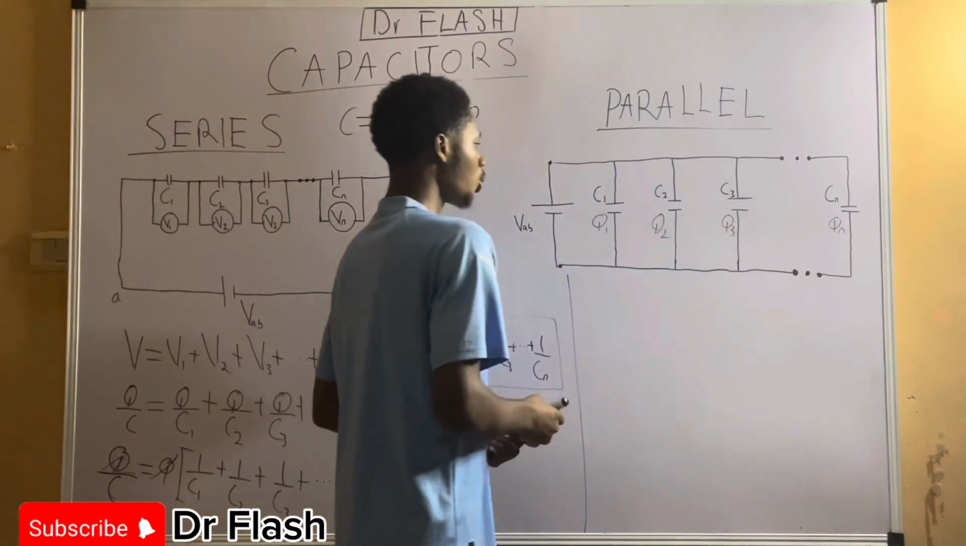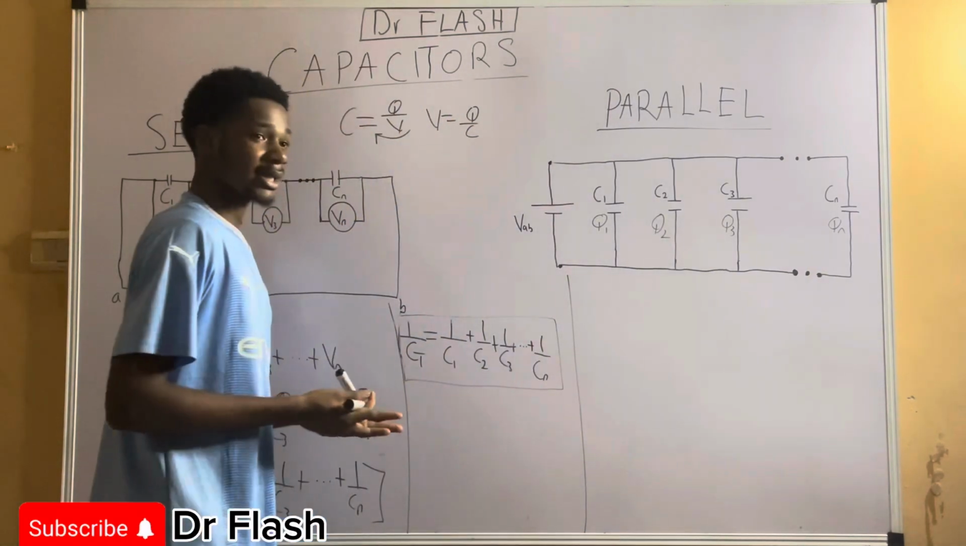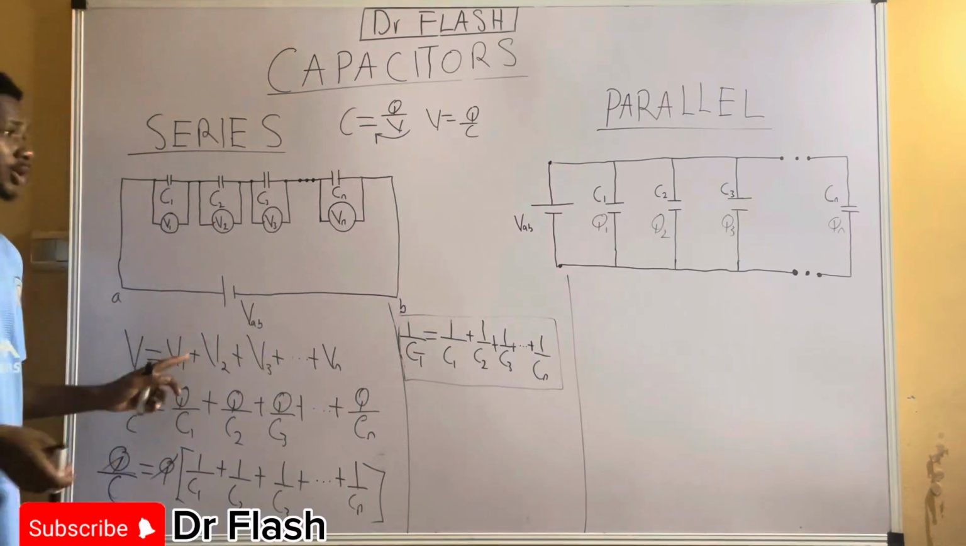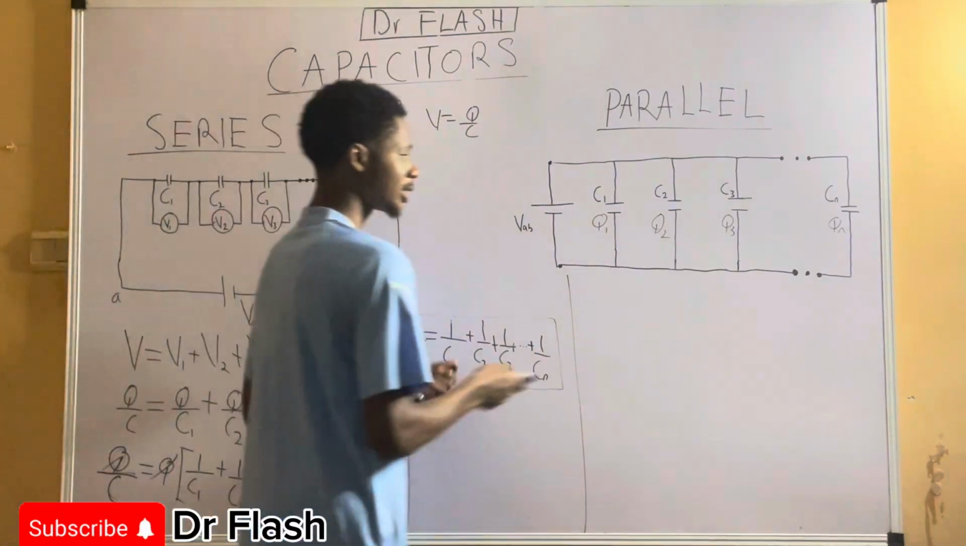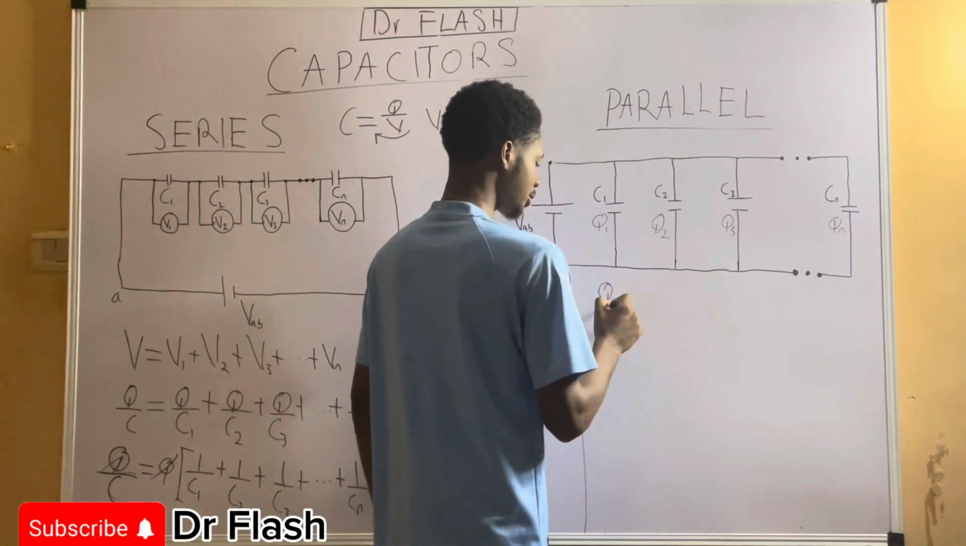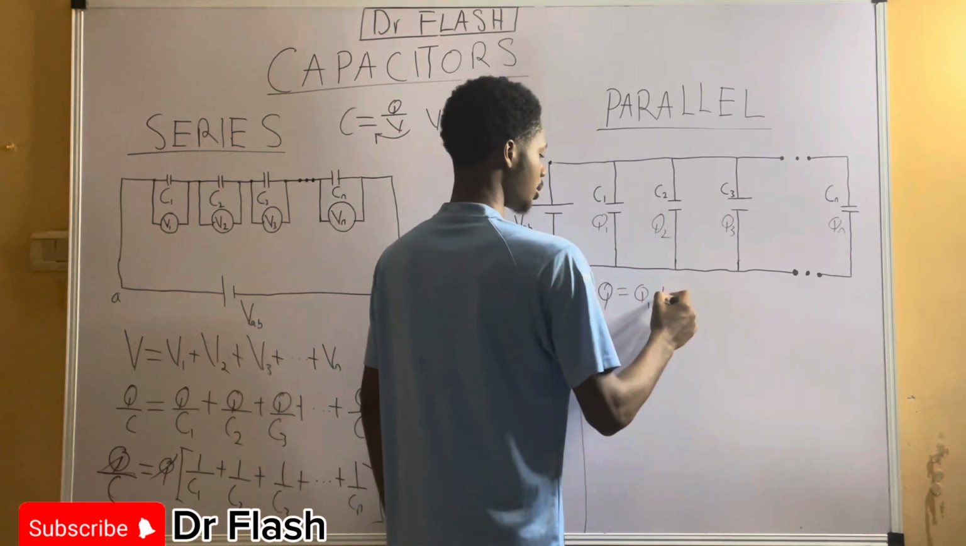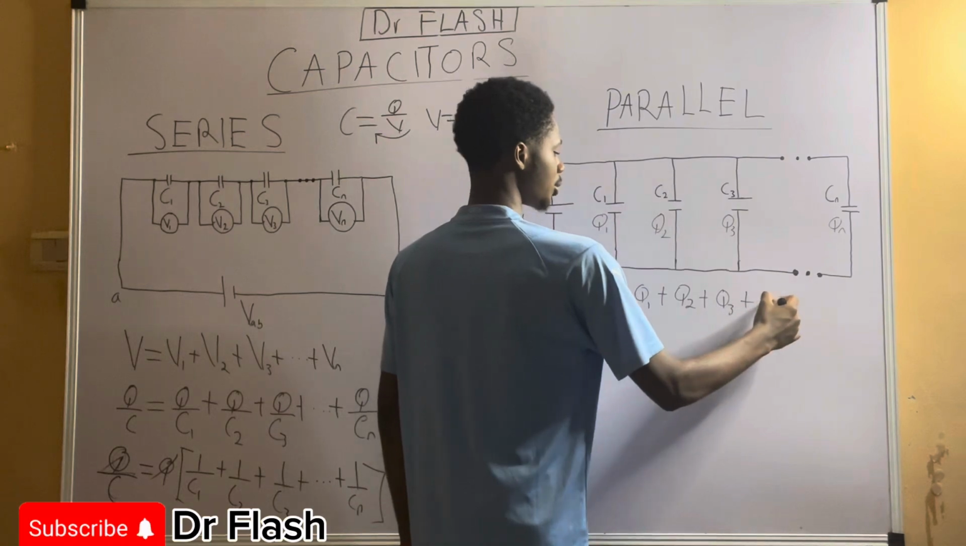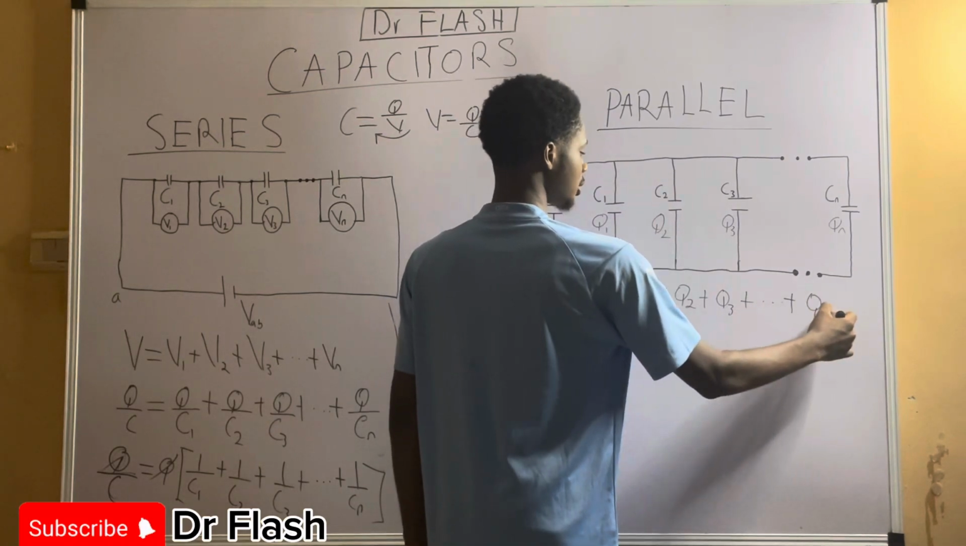Okay, so what then will become the net capacitance, and how are we going to solve for it? To do that, we are going to follow the same procedure to get the net charge. In this case, the net charge Q is equal to Q1 plus the charge Q2 plus the charge Q3 plus dot dot dot plus the last charge, Qn.